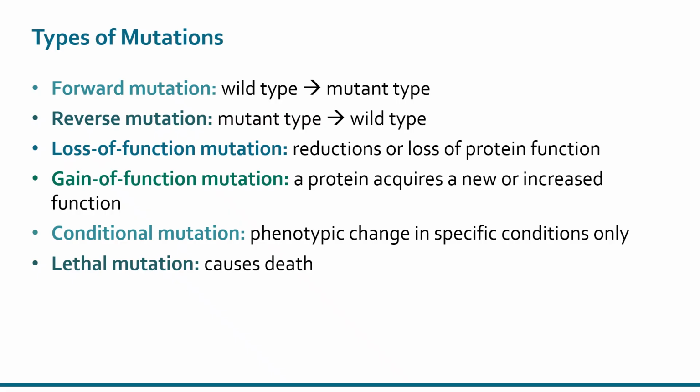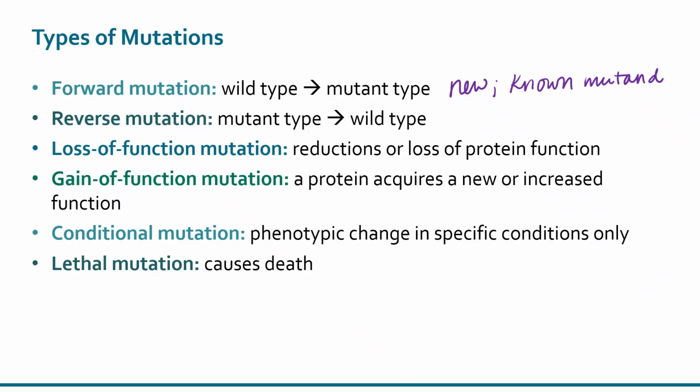A forward mutation is where we go from a wild type to a mutant type. Now this could be a new mutant, or it could be an old or a known mutant. We shouldn't really say old. Or it could be a known mutant. So you can go from normal to something new, or normal to a different mutation that you've already acquired in a population. A reverse mutation is the opposite.